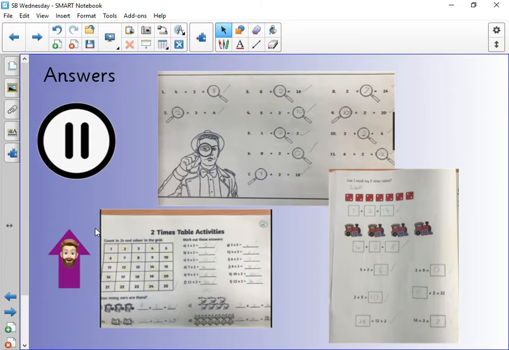First of all, mark your work from yesterday. You had 3 tasks. This was the first, this was the second, and this was the third. Please make sure you have marked all your work from yesterday, and I'll put the answers on the slides nice and clearly.